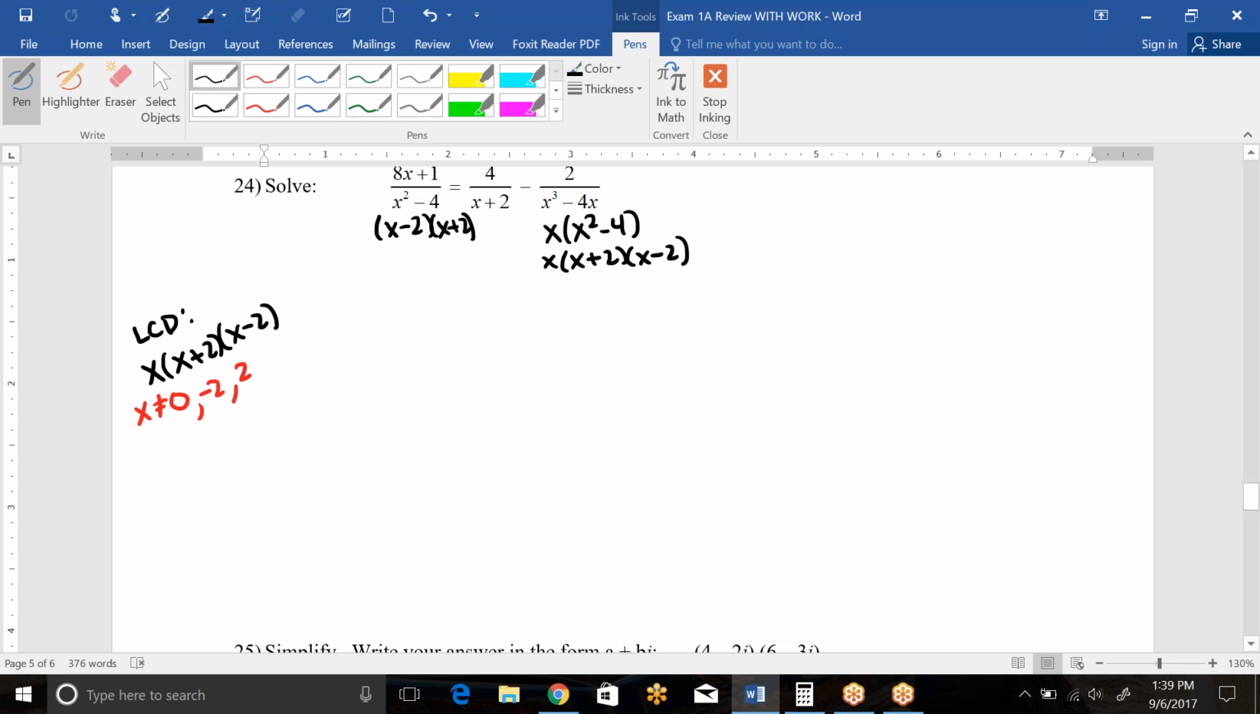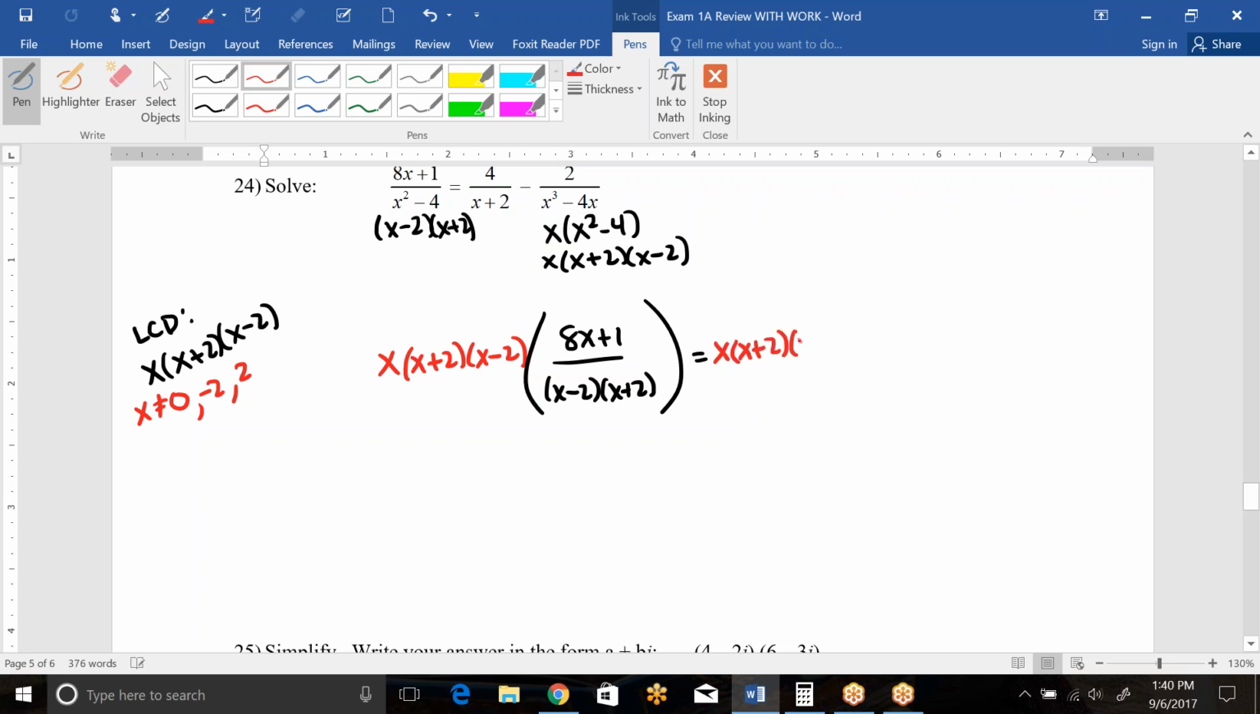Okay. So we're going to multiply each fraction, remember, by the LCD. So x plus 2, x minus 2 times the first fraction equals the LCD times the second fraction minus, this time, the LCD times the last fraction, which has the whole LCD in the bottom. Ran out of room right there.